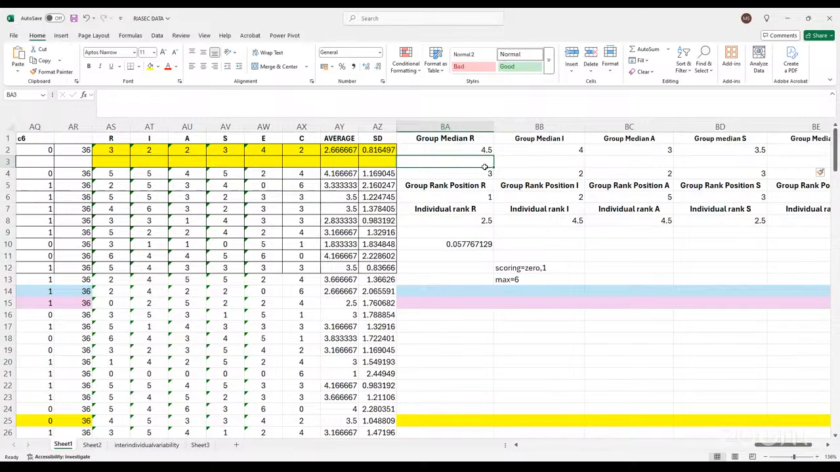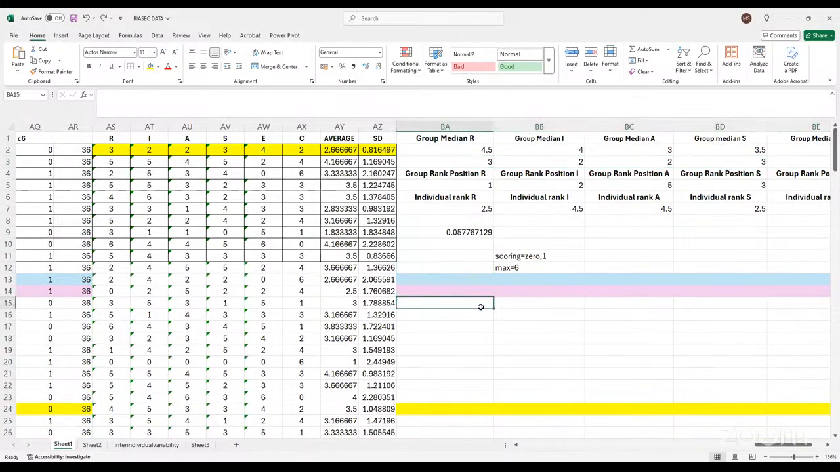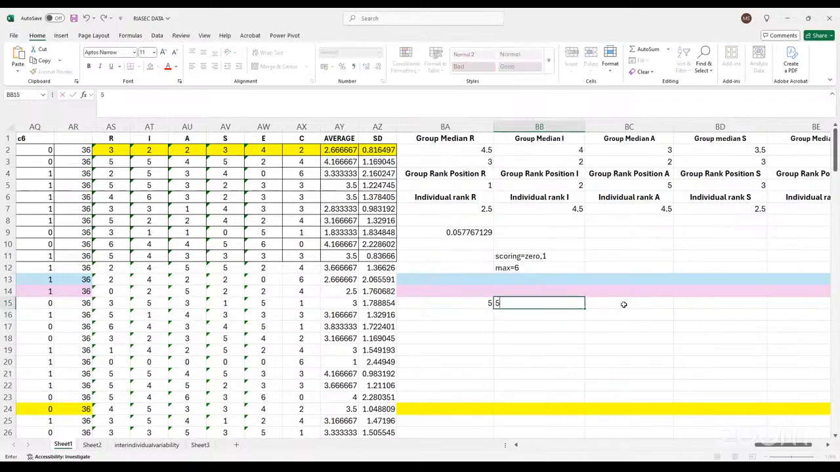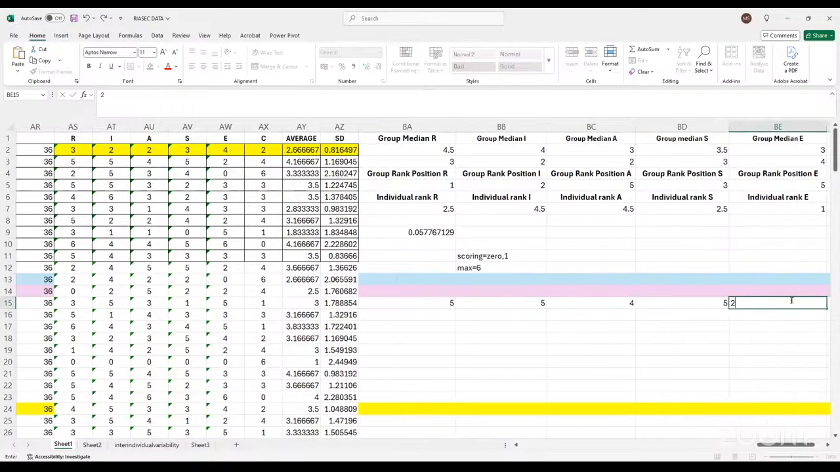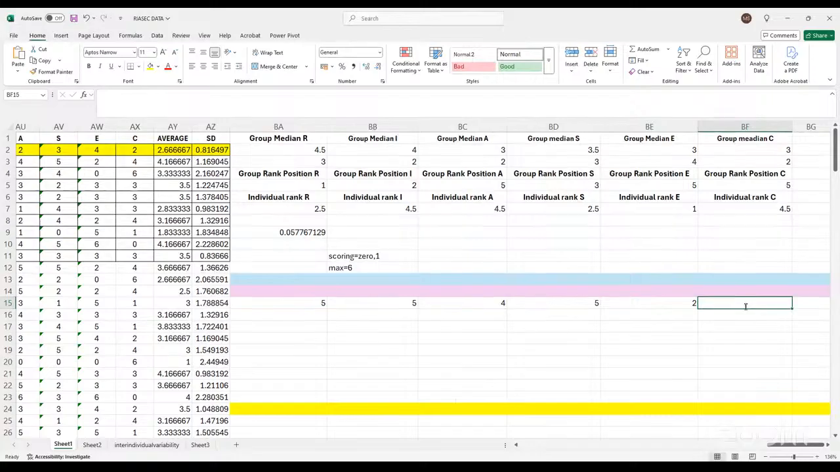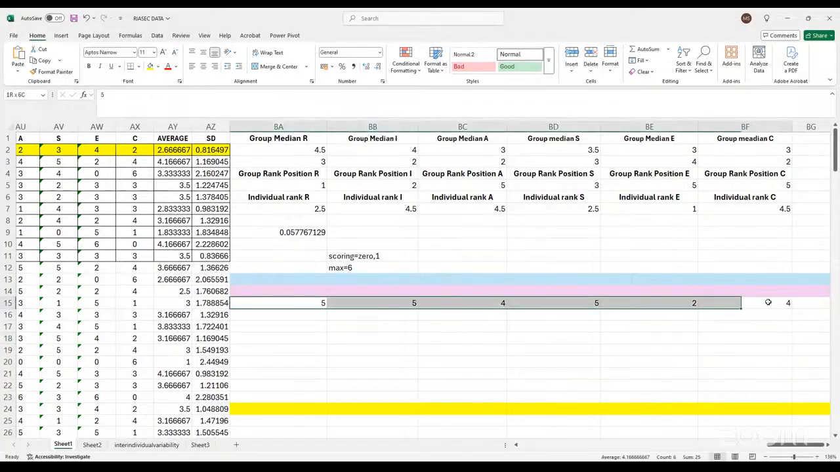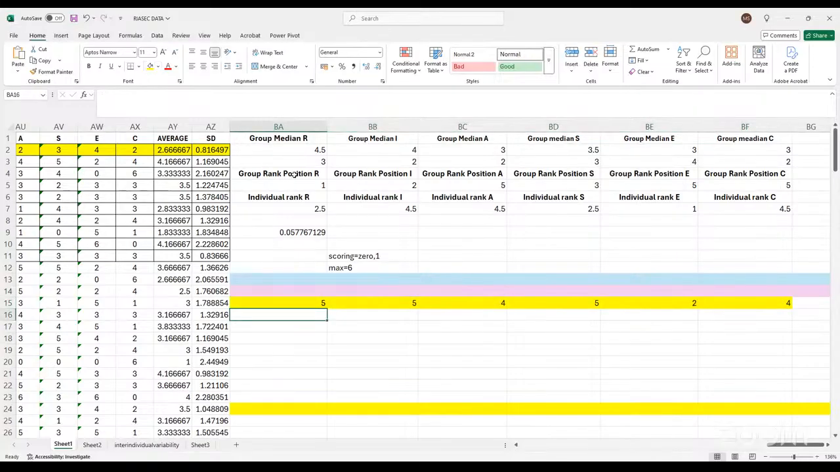So now this time we are taking 5, 5, 4, 5, 2, 4. 554524. This is the score of the second individual. Now we will see the group rank position.